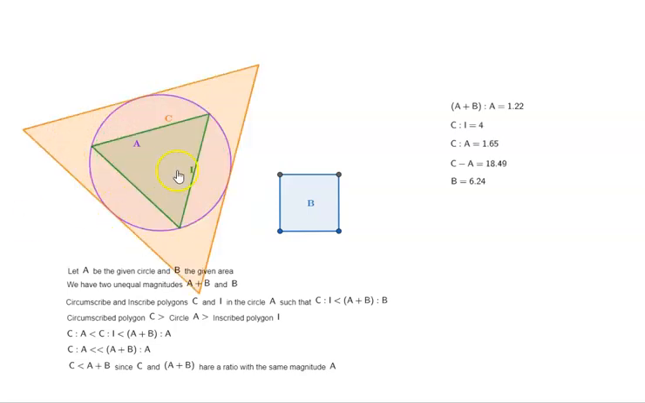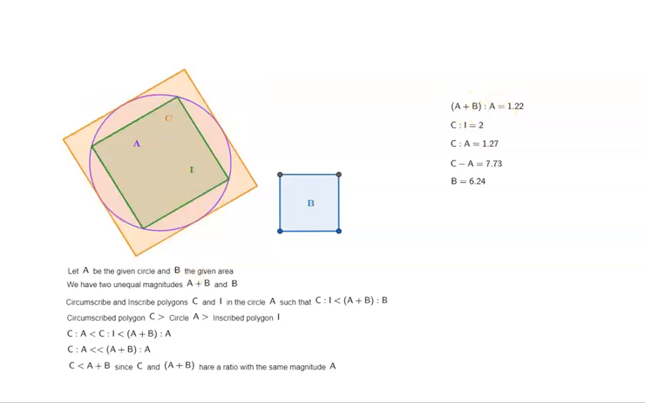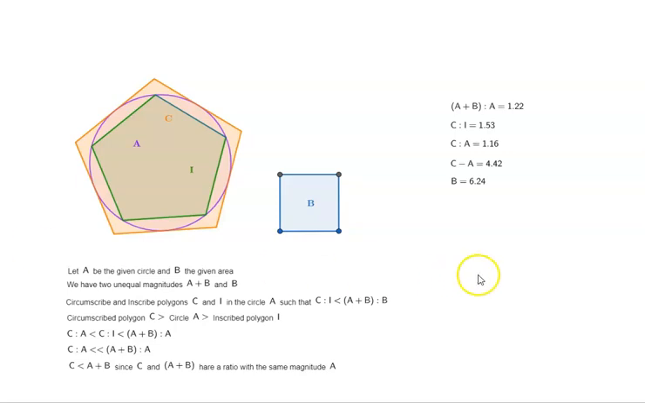So let's start from the beginning. Let's describe a triangle. Circumscribe and inscribe. Here if you notice, C is to I is greater than A plus B is to A. Now let's do it for a square. So now again C is to I is greater than A plus B is to A. So let's increase it to pentagons. So now still it is greater. C is to I is greater than A plus B is to A.